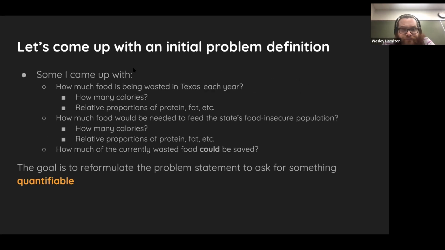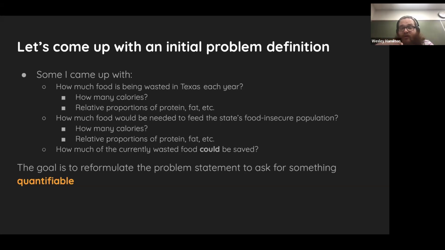Okay. And so these slides are copied almost verbatim from last week. Right, the starting point was coming up with this initial problem statement, right? What is the actual quantitative thing that we want to address and start answering? And so some of these ideas, right?